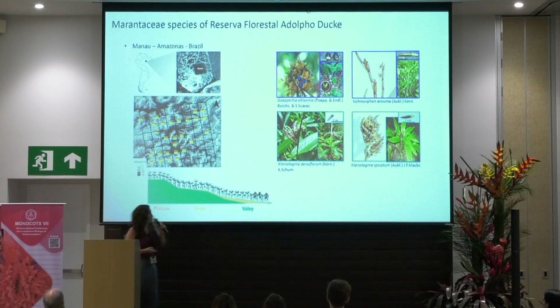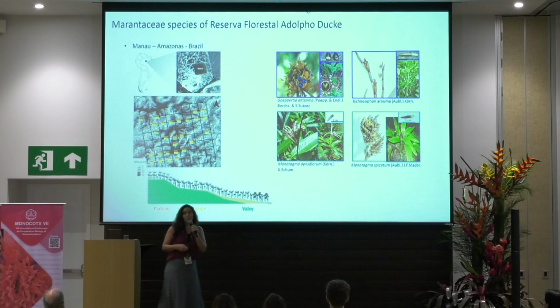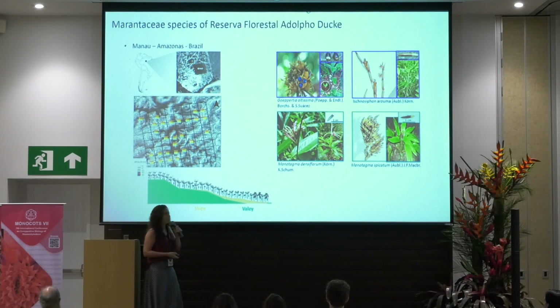And each color here is associated with one type of gradient, because we wanted to study the environmental heterogeneity. So we repeated the plots along the gradient 29 times.